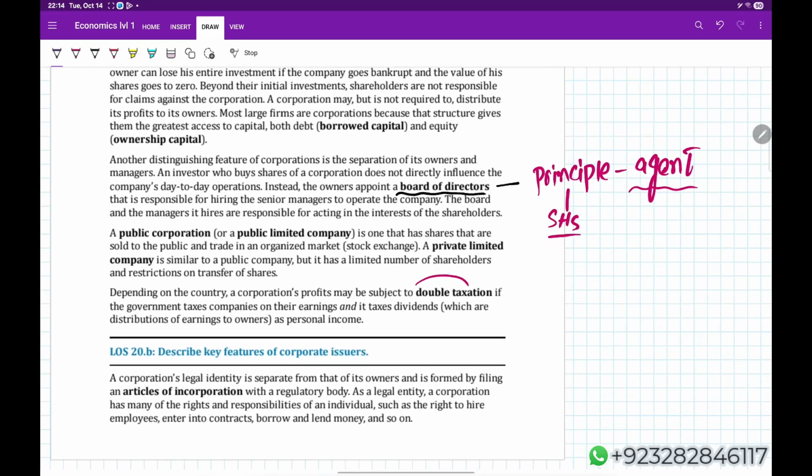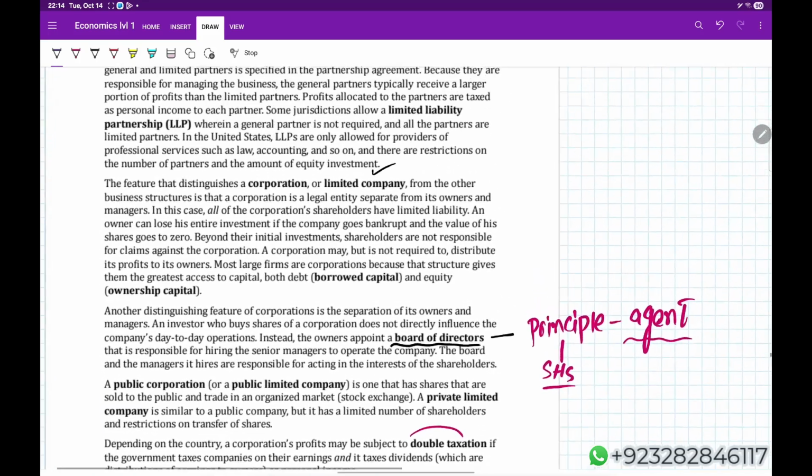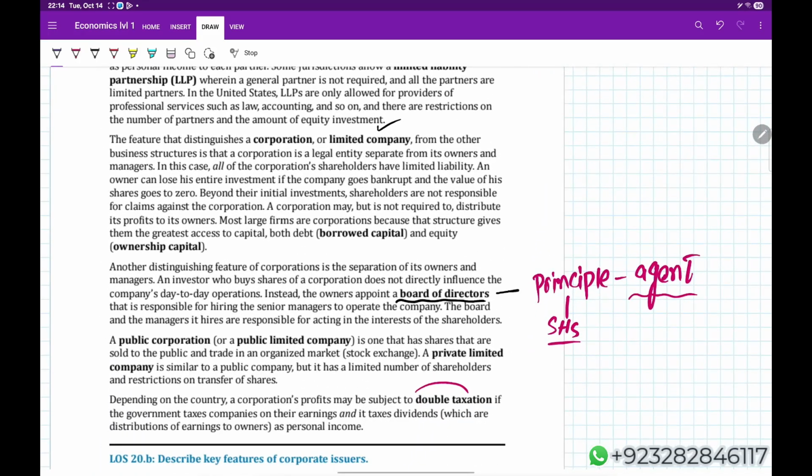And then we divide the companies into two. We have private limited companies and we have public limited companies. Obviously, public limited companies are those which are listed on the stock exchange, whose shares are traded on the stock exchange and issued to the general public. Everyone in the public can buy and sell those shares. In terms of business structure, they have the greatest access to capital compared to all other business structures like sole traders, sole proprietorship, partnership, limited liability partnership.